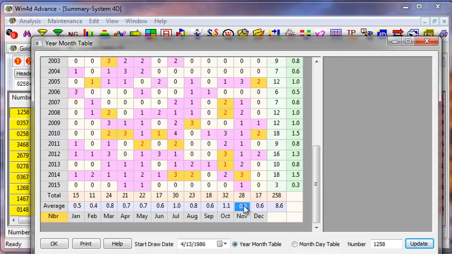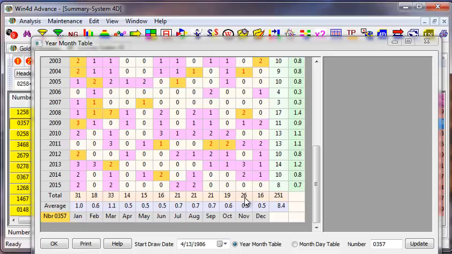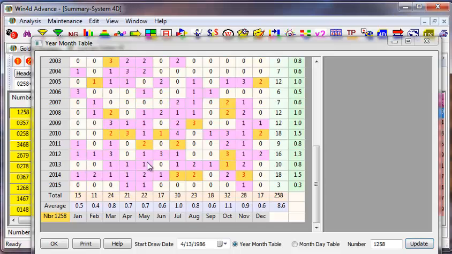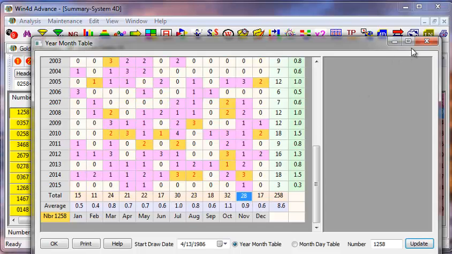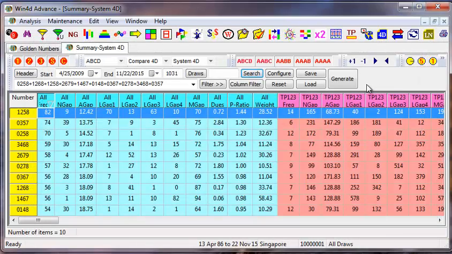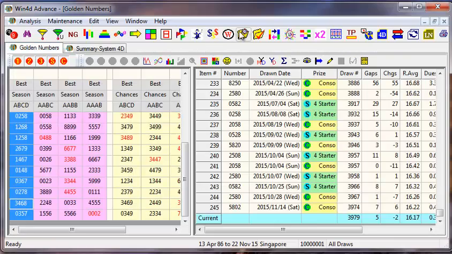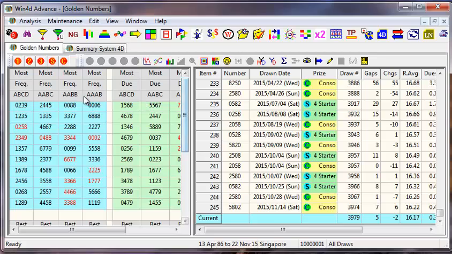Let me see. You could see that from January all the way to December, all these 12 months, you can see that in the month of November, it has appeared how many times? 28 times. So it's considered one of the highest. And this is why we call it the season number for the month of November. Just the same goes to 0357, it appeared 26 times. So 1258 is actually one of the highest in the month of November. This is how it goes.